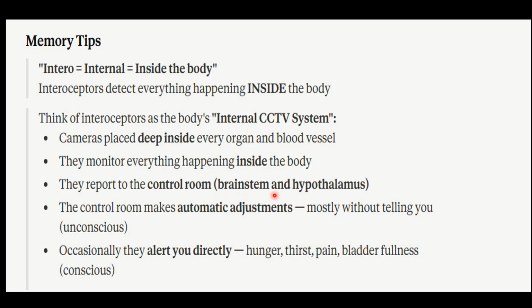They report to the control room, which is the brainstem or hypothalamus. The control room makes automatic adjustments, mostly without telling you, unconsciously. Occasionally they alert you directly: hunger, thirst, pain, bladder fullness. So these all come under one system. Overall we know that intero means internal, which is inside the body.